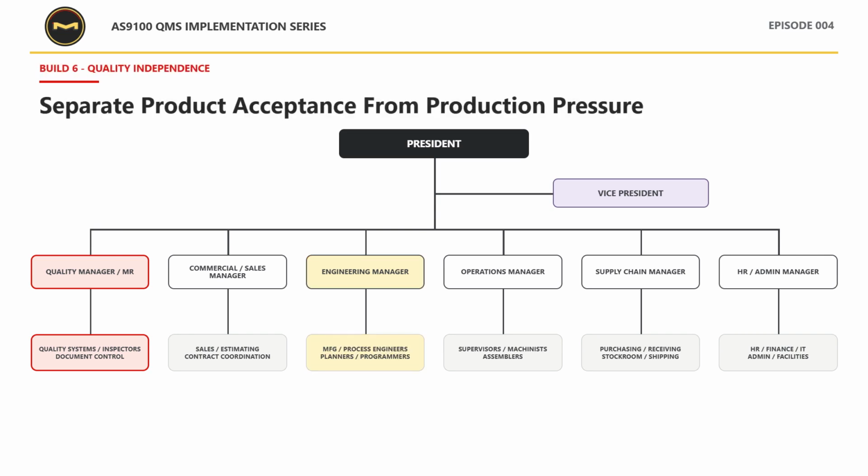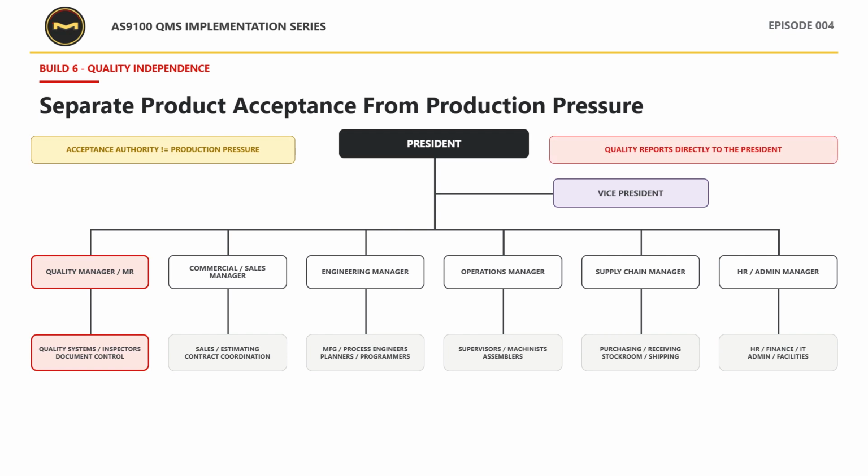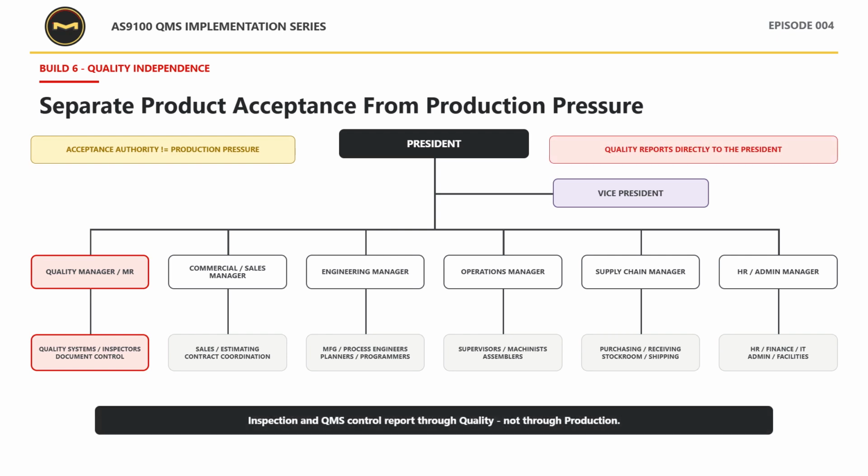Quality requires deliberate independence. Place quality systems, product inspectors, and document control beneath the quality manager. The quality manager reports directly to the president, and inspectors report through quality. This protects objective product acceptance decisions from production pressure.